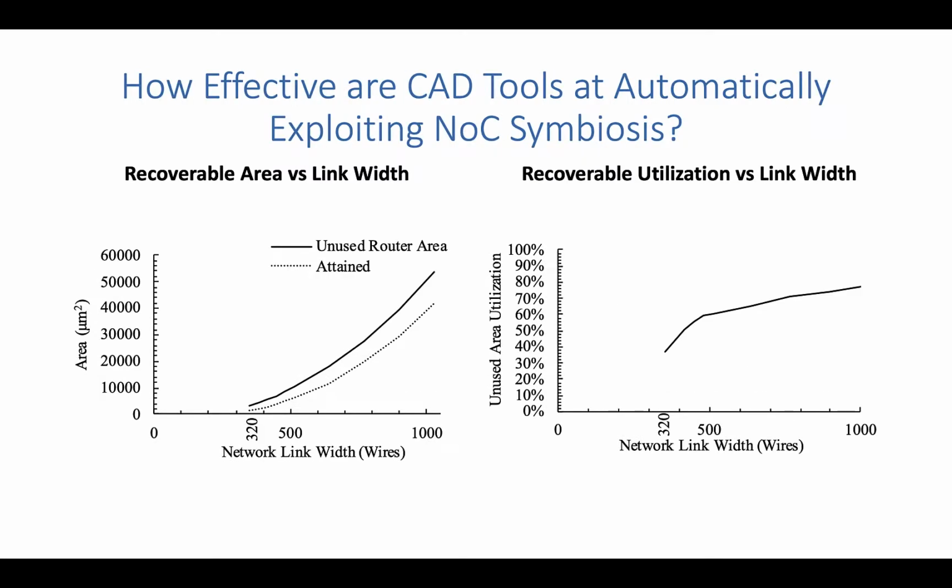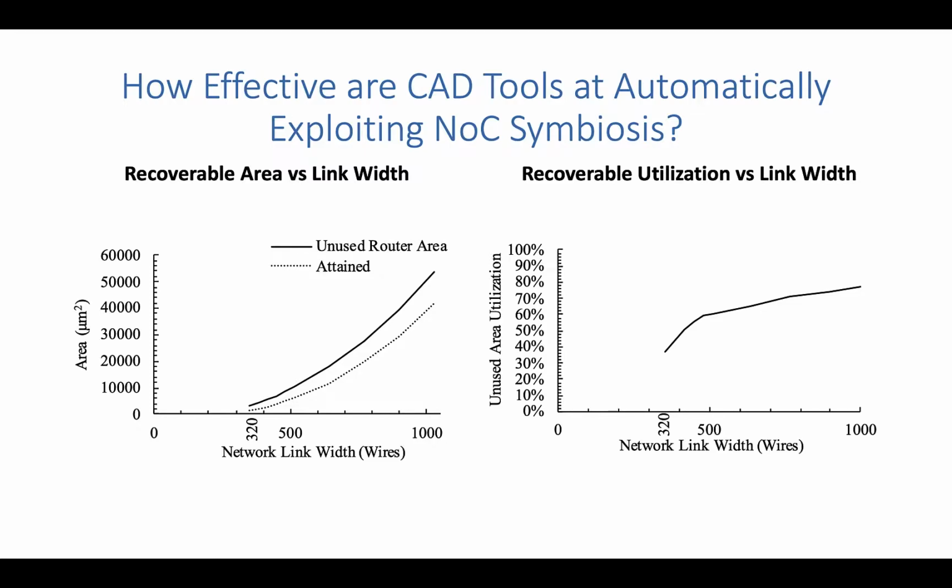How effective are CAD tools at automatically exploiting NoC symbiosis? Again, we demonstrate this with two graphs. On the left, we have the graph of recoverable area versus link width. On the x-axis, we have the network link width in wires, after the symbiotic threshold and up to 1024 wires. On the y-axis, we have the area in square microns.